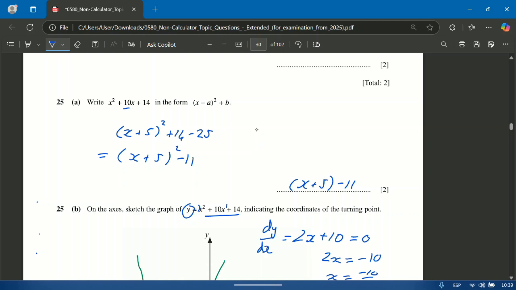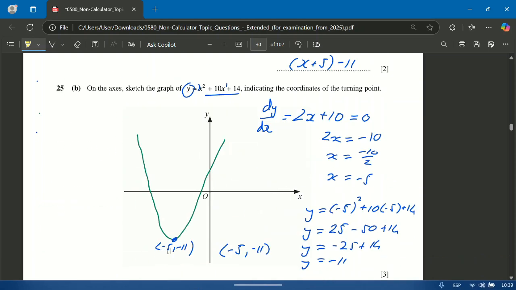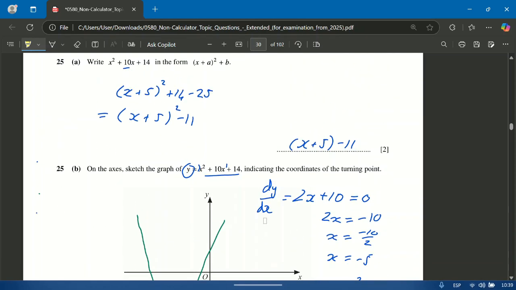And now look at this, and look at the answer we got down here. Can you see? There is the minus 11, and there is the 5. That's crazy. We just need to change the sign, and this will always work. The turning point, you can always get it after completing the square.